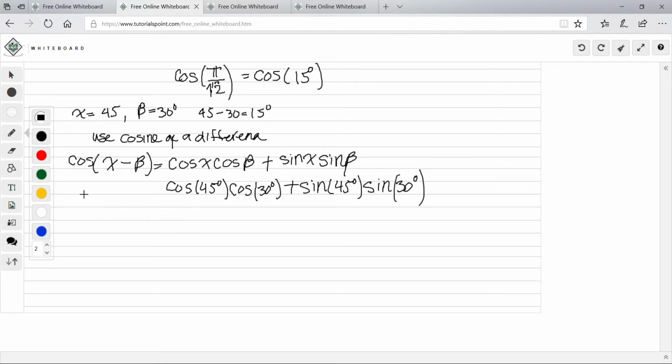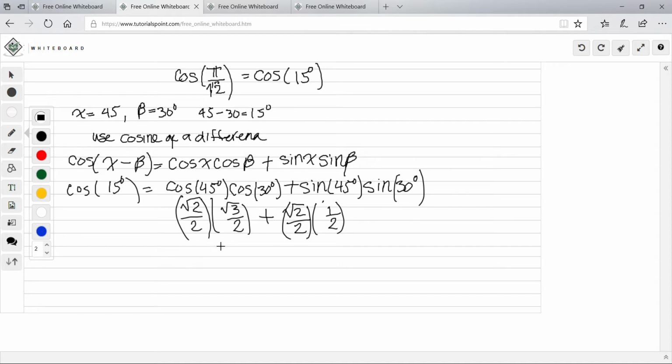Okay, so cosine of 15 degrees, because 45 minus 30 is 15 degrees. So now we just have to plug in our numbers. Cosine of 45 is root 2 over 2. Cosine of 30 is root 3 over 2. Plus sine of 45 is root 2 over 2. And then sine of 30 is 1/2.